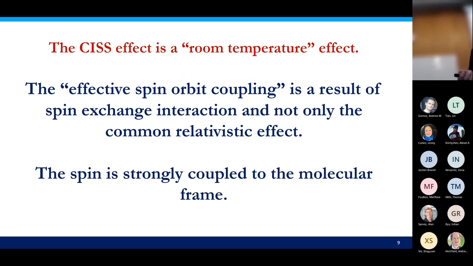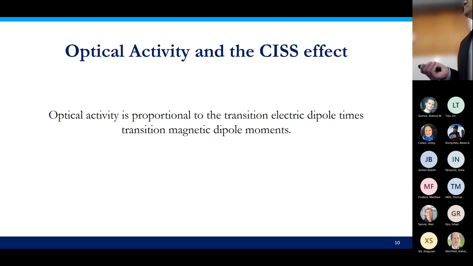the CISS effect in both cases works well at room temperature. That's why, and I will not show it here because I was asked not to show too much biology here, so I don't do it, but that's why the CISS effect plays an important role in biology. And it's important to appreciate that spin is coupled to the molecular frame, and we will discuss it again soon. Now I'll switch to the issue of what molecular properties really make the spin polarization.